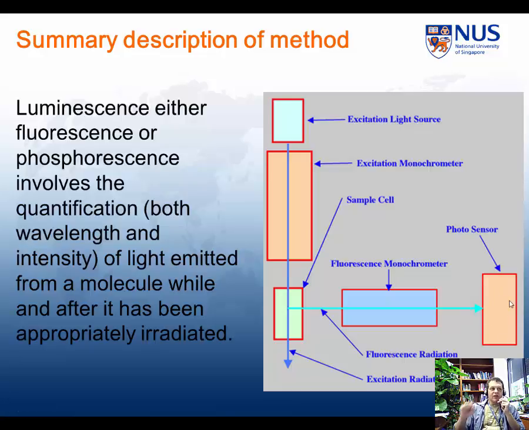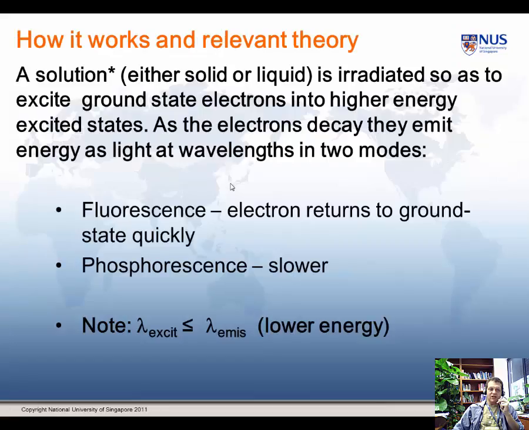So luminescence, whether it be phosphorescence or fluorescence, involves the quantification, both in terms of wavelength and intensity, of the light emitted from a molecule after it has been appropriately irradiated, and during as well, actually. Okay, so that's, if you like, the definition of what we're doing, why we're here.